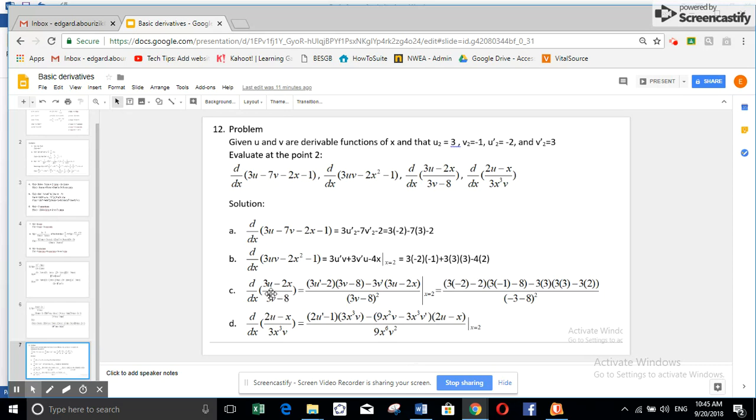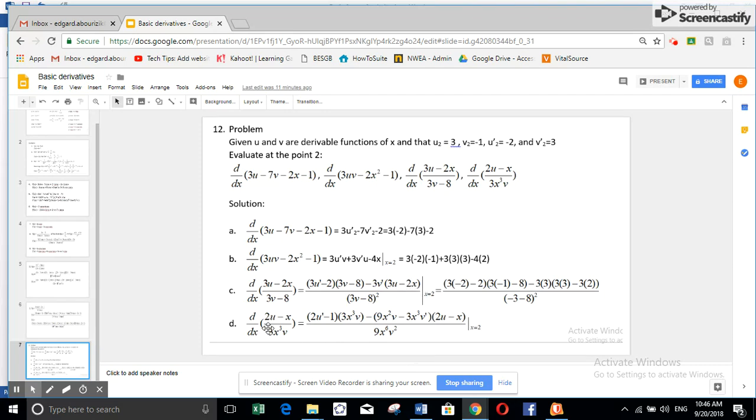If I do this one, it's of the form u over v, the same story. Derivative of 3u prime minus 2 times the 3v minus 8 as it is, minus derivative of denominator 3v prime times the numerator as it is over denominator square. Then I replace each one by its value. U prime 2, I replace it, v prime 2. Here I have also v prime 2, u of 2, and x here I replace it by 2, etc.